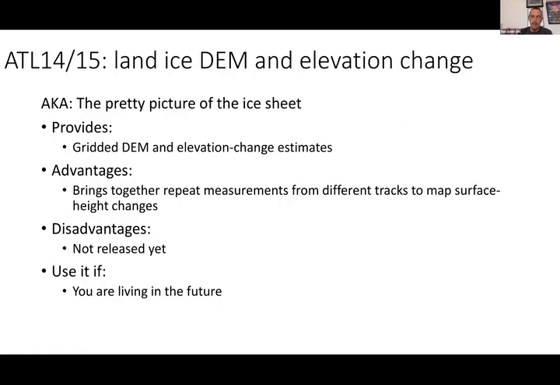ATL14 and 15, I'm not going to say too much about this. We will eventually have a gridded product for land ice. You can use this one if you're living in the future. It's not here yet.